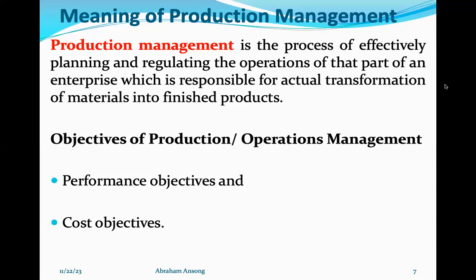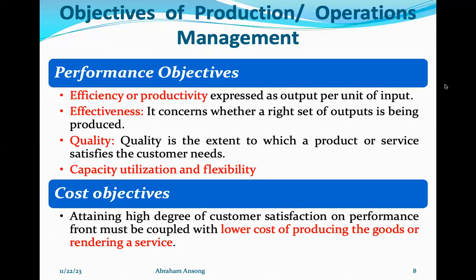So let's look at the breakdown of these things. So with performance objectives, they will be seeking to help the organization achieve efficiency or productivity in the way they do things. So this is expressed as output per unit of input. All right, how much are we able to get from unit of input or investment that we make into that particular production?